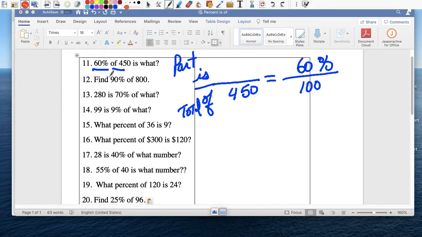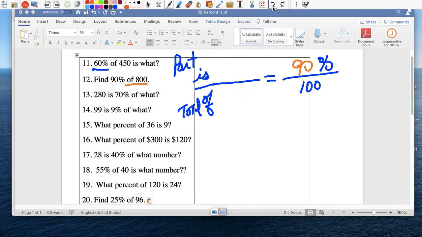Change colors. Find 90%. Sorry, 90% of 800. Well, that one's easy. Times 8, and we're going to get 720. That's easy.